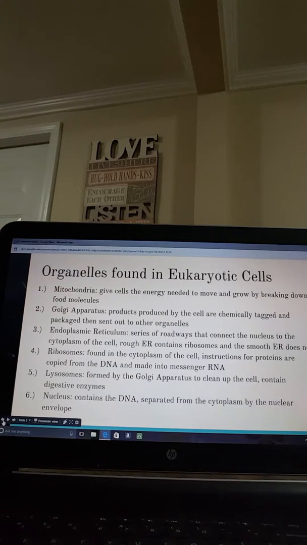The fifth one, lysosomes, are formed by the Golgi apparatus to clean up the cell, and they contain digestive enzymes. Lysosomes are really important so the cell doesn't get clogged with stuff that it doesn't need.